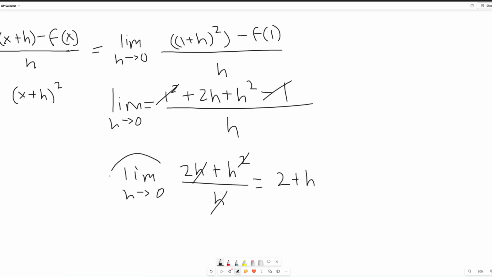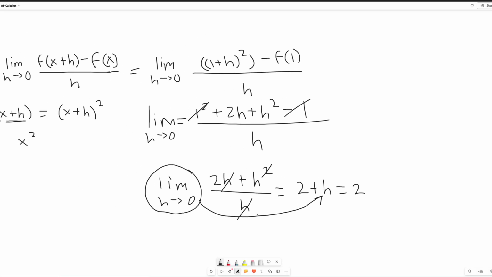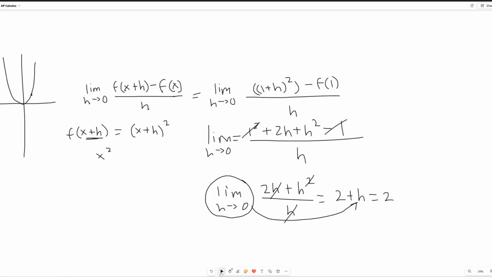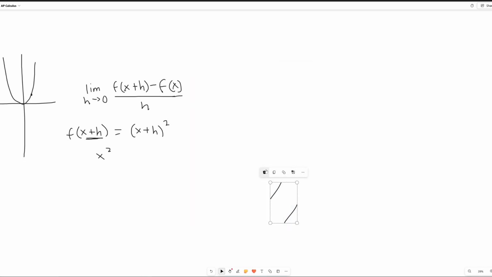So, if we take this limit as h approaches 0, plug 0 into here, we find out that the slope of x squared at x equals 1 is 2. Now that might have looked like a lot, because it was, but you do not have to do that whole process for every single number.